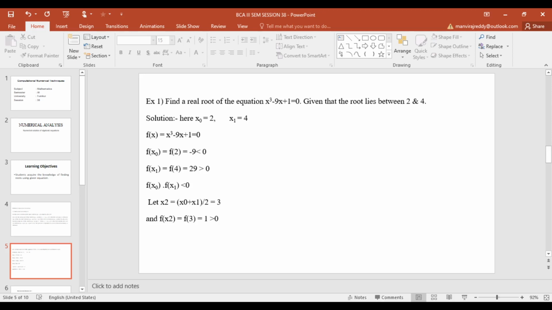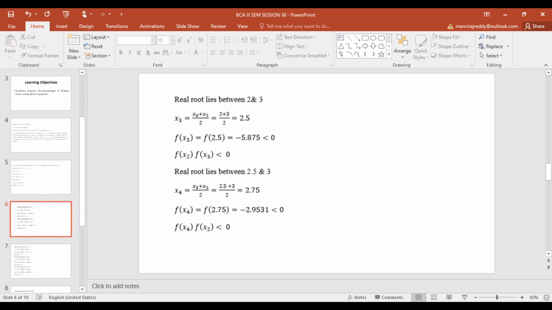In the first iteration, we take x2, which is equal to (x0 + x1) divided by 2, that is (2 + 4) divided by 2, equal to 3. And we measure the functional value f(x2) equals f(3), which is equal to 1, greater than 0. Already we know f(x0) is less than 0. Hence f(x0) times f(x2) is less than 0. So we can say the root lies between 2 and 3.